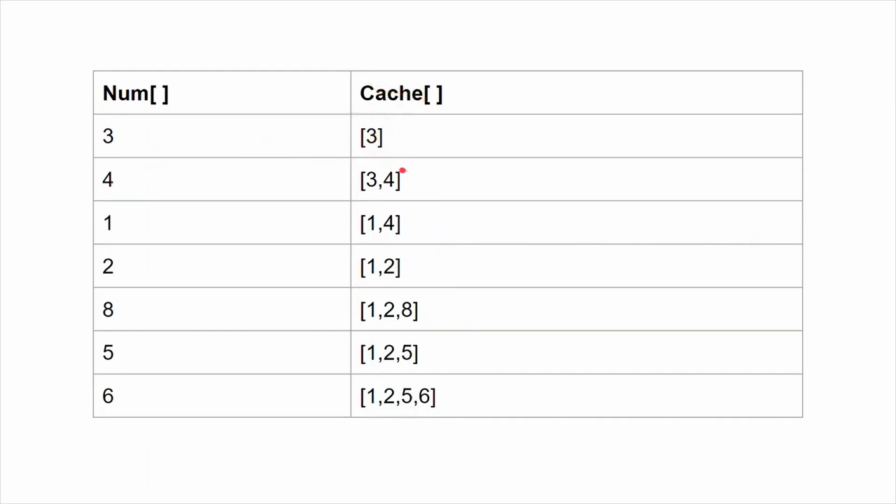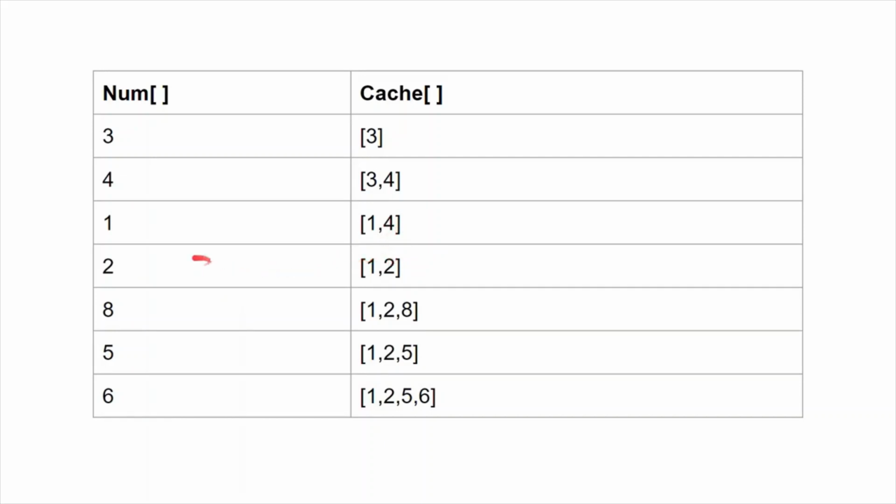Initially we have one element, so we just add it to the cache array. And then we add 4. 4 is bigger than the current last element, so we just append it onto this array, right? Then we have 1 here. 1 is not bigger than the last element, so what we're going to do is use a binary search. We're going to talk about binary search in a second, but basically we're going to replace this 3 with 1. And then here you can see we have 2. 2 is not bigger than the last element, but we can use binary search to find its position in the cache array. In this case, it's going to be this position, so we're going to replace 4 with 2, right?